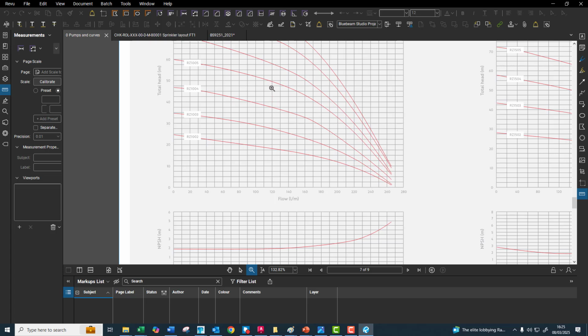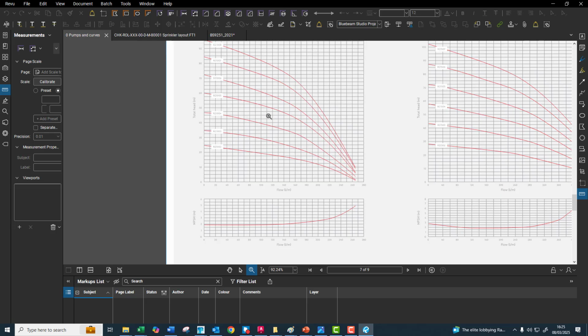So you're looking at this pump here. So this pump will give 120 litres a minute, and it will deal with around about 49 metres head. So the pump to use will be the RZ 1005. So that would work for that.